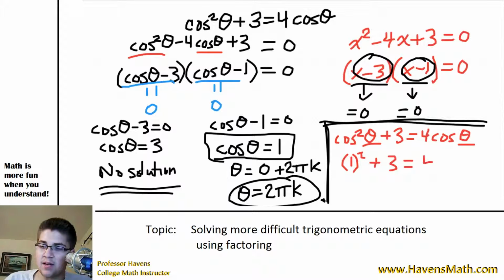And then cosine of 0 is 0. So if I plug in 0... sorry, cosine of 0 is 1. So if I plug in 0 there, that would give me cosine of 0 is equal to 1. And so what we'd end up with is 1 squared plus 3, which is, of course, 4, is equal to 4 times 1, which is 4. And so it does check out.